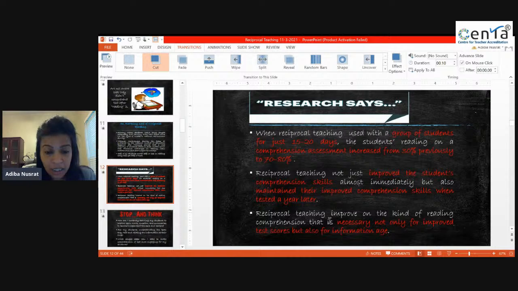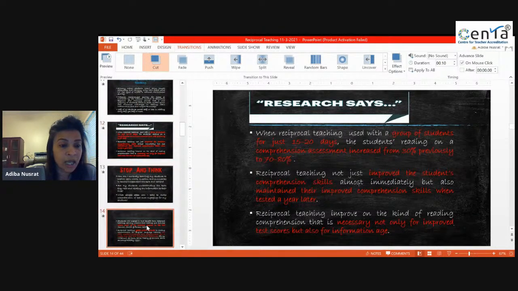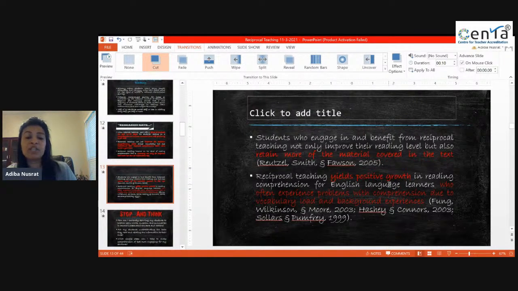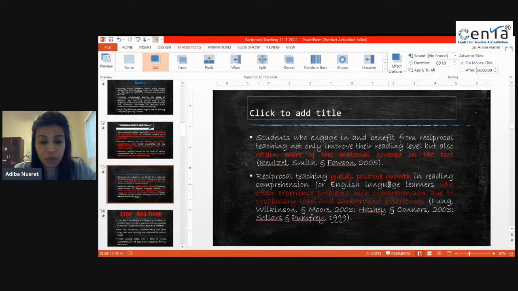And the other researchers say that the students who engaged in writing not just benefit from reciprocal teaching, but they not just improve their reading level, but also retain more of the material covered in the text. And they yield positive growth when they are provided with reciprocal teaching.